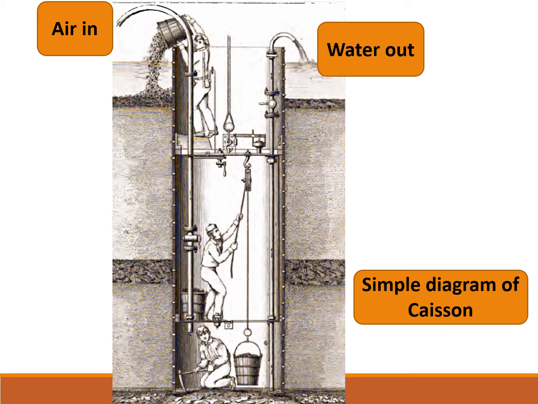This is a simple diagram of a caisson. Water is pushed out through here, air comes in through here, and by this simple method, the workers move dust and rocks from here. They are digging and putting it out.